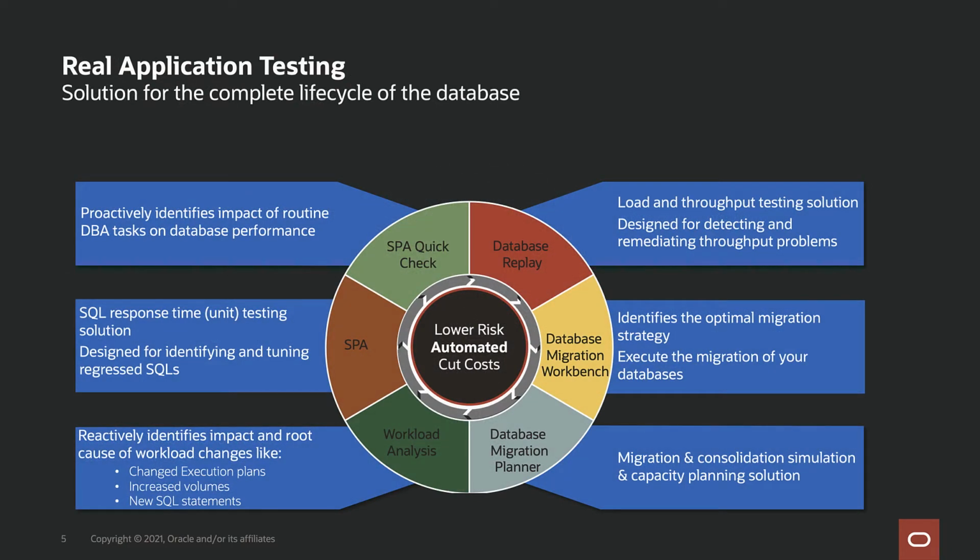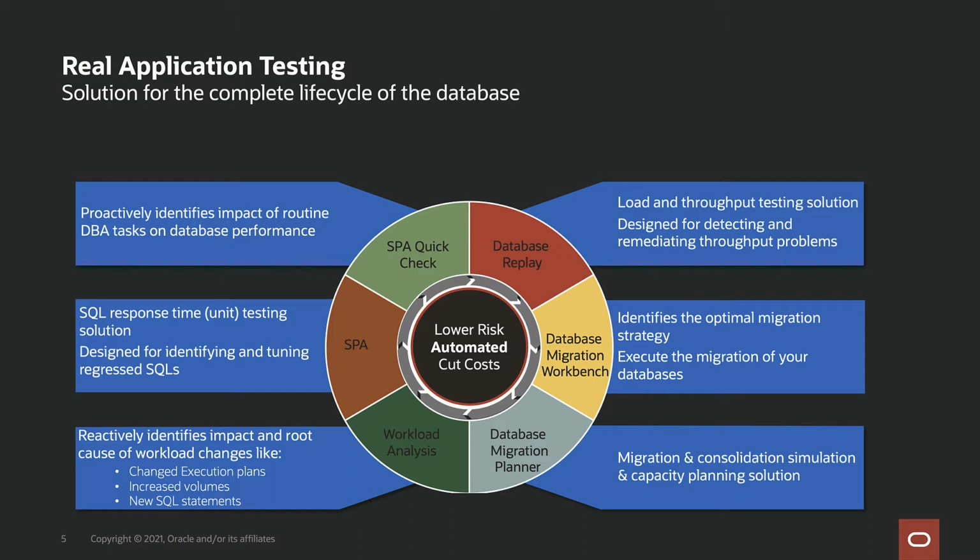Real Application Testing has a rich set of features that will help you in the complete life cycle of the database. So we start with SPA Quick Check. This is the tool that will help you with the routine task. It will identify the SQLs that are regressing if you change an init.ora parameter or if you change optimizer statistics. We have SQL Performance Analyzer.